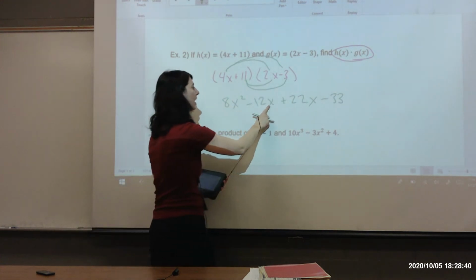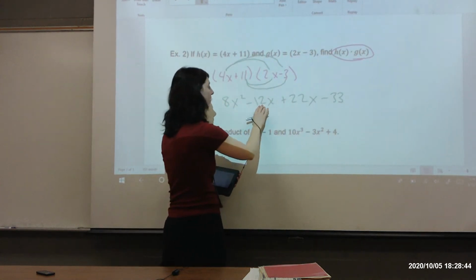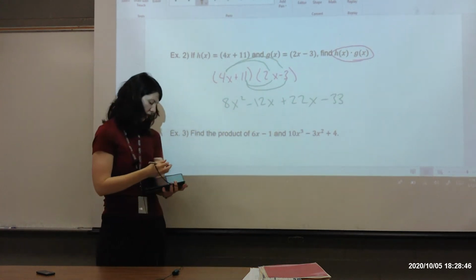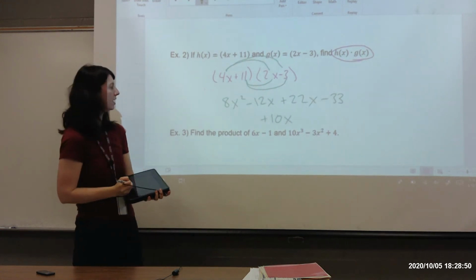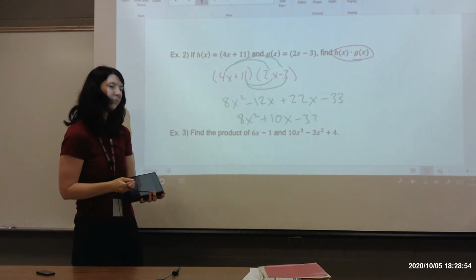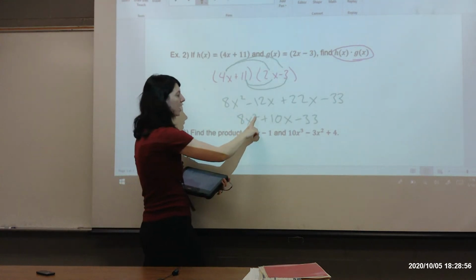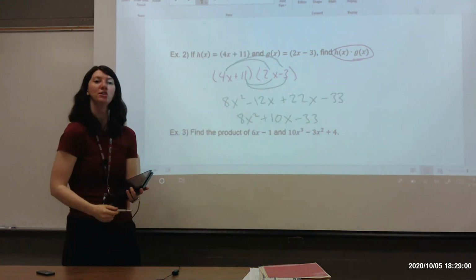Yes, we've got an x and an x, okay? And that happens sometimes. You always want to simplify. So negative 12x plus 22x is 10x, a positive 10x. And then we've got our 8x squared and our negative 33. Check to make sure it's in standard form. X squared, x to the 1, and then none. We are in standard form, so our problem is done.